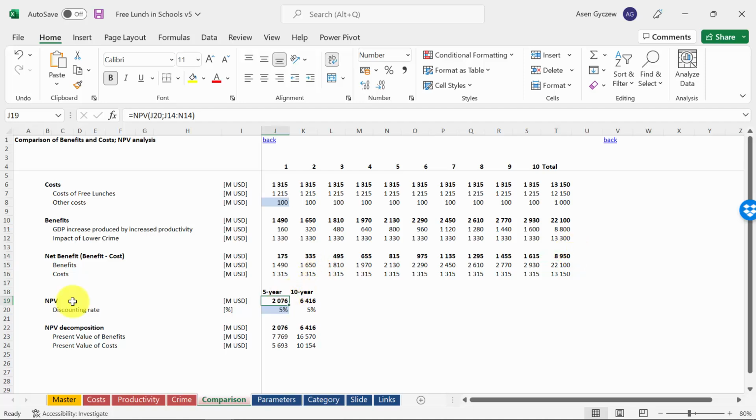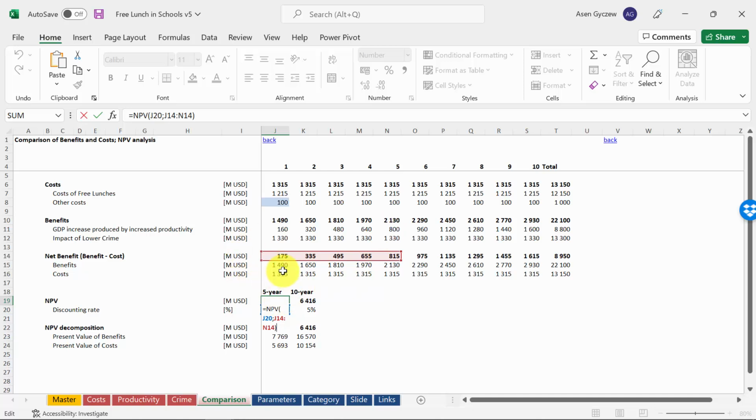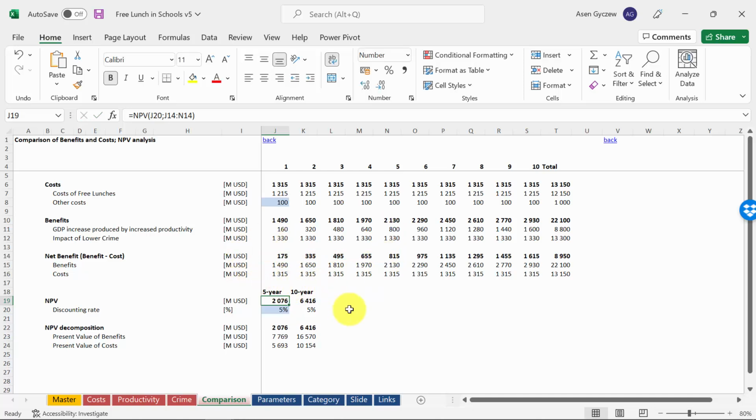However, a better metric is to look at the net present value. If you look at the 5-year period, from year 1 to 5, this will be a little bit above 2 billion. And then in 10 years, it's 6.4 billion. All in all, it seems to be a positive project with a pretty nice net present value.